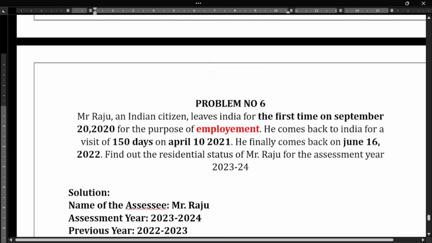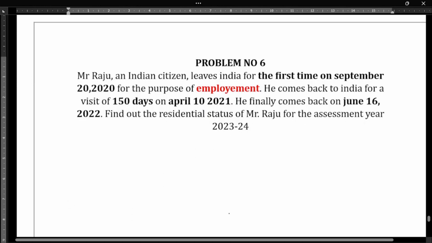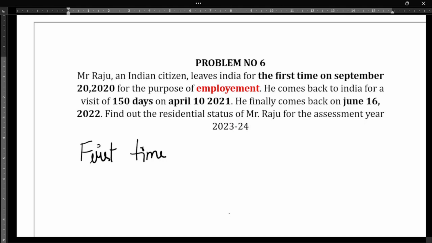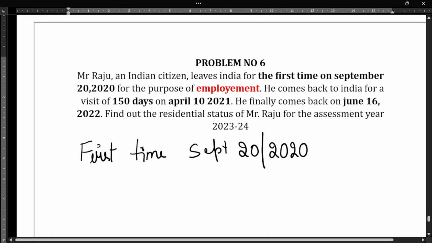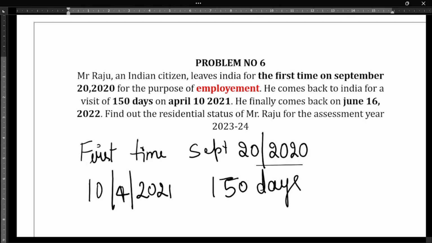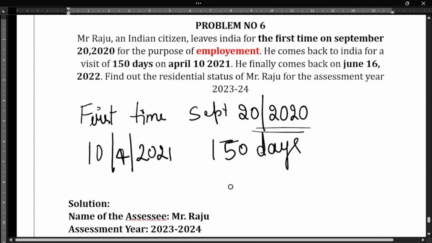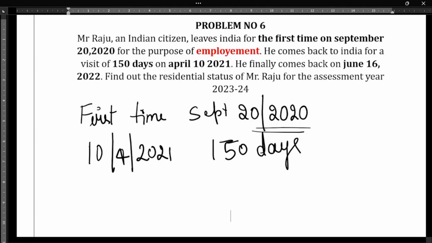Now let us check the information given here. The first time he is leaving India is September 20, 2020. Next he comes back to India for 150 days, on 10th April 2021. Is this related to our previous year? No. Both are irrelevant for our previous year.